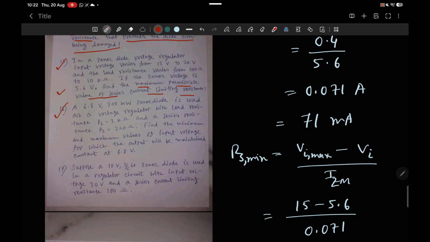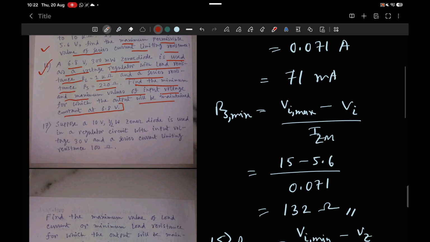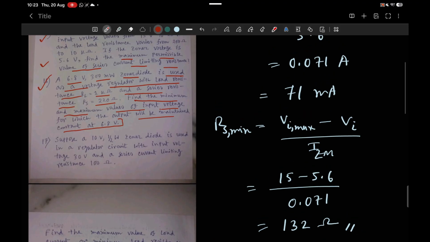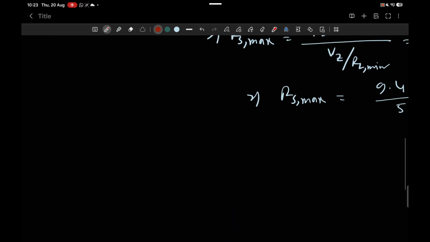Now problem number 16. A 6.8 volt 300 milliwatt Zener diode is used as a voltage regulator with load resistance RL equals 1 kilo ohm and a series resistance RS equals 220 ohm. Find the minimum and maximum values of input voltage for which the output will be maintained constant at 6.8 volt.